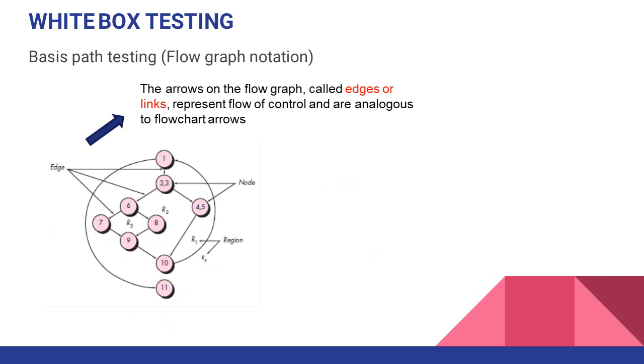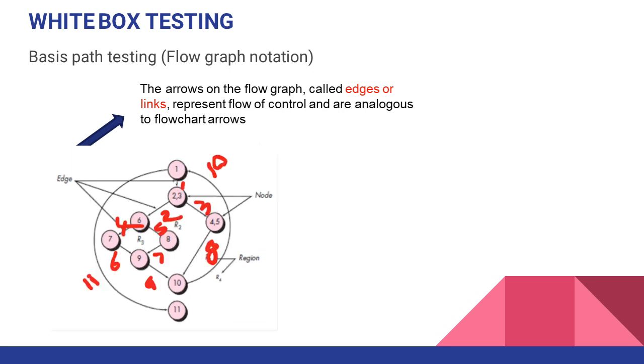The arrows on the flow graph, called edges or links, represent the flow of control and are analogous to flow chart arrows. An edge must terminate at a node even if the node does not represent any procedural statement. Now we will calculate the number of edges. Totally the number of edges is 11.